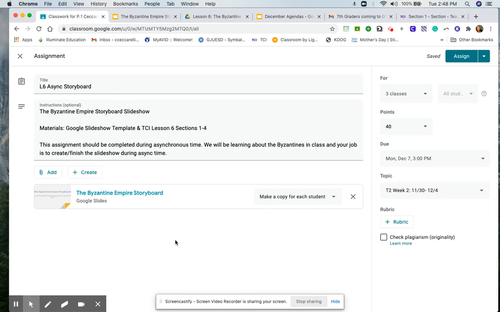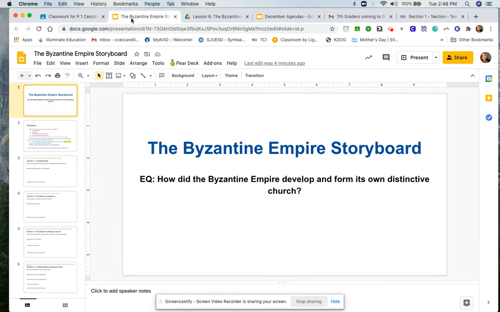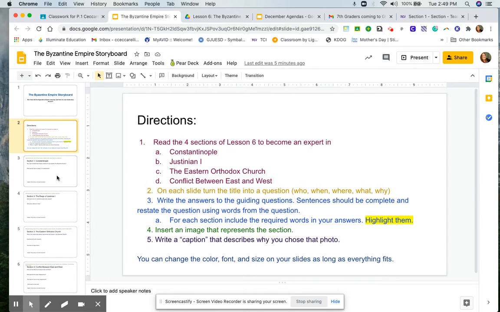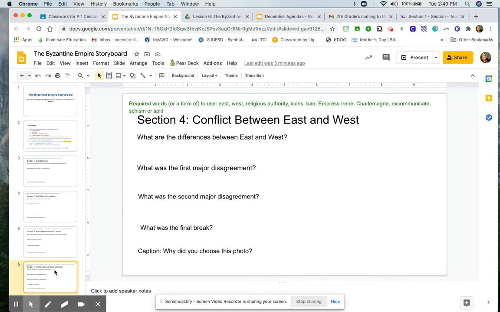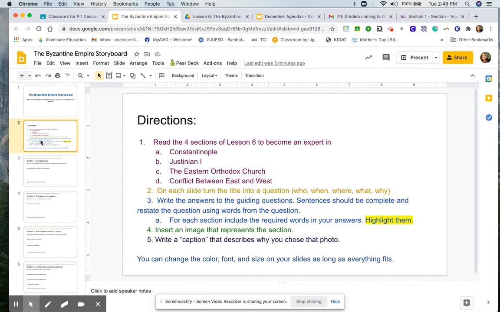Let's go ahead and get into some details of what this storyboard actually is. You're going to click on the link to open up your template, and you'll see something that looks very similar to this. Slide number 1 is simply the title page, the Byzantine Empire Storyboard, with our essential question: how did the Byzantine Empire develop and form its own distinctive church? Slide 2 has our directions. Slides 3, 4, 5, and 6 are the slides that you'll be completing after each day of learning about the Byzantine Empire. Let's go back to the directions.